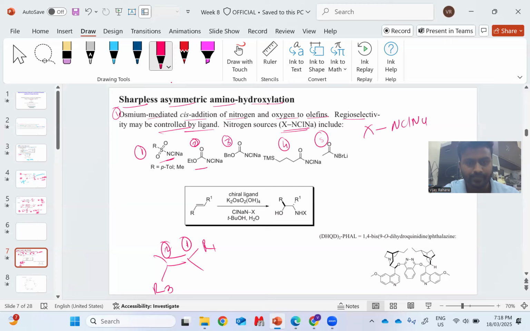Further, it is like an amide, which is the salt of this group, the amide. Using such reagents, this serves as the source of nitrogen. Again, there is another nitrogen source that I have listed here, so you can have a look at these nitrogen sources. In this case, the chiral ligand might be DHQ-DPHAL or DHQ-PHAL, depending on the case. There are multiple examples, and multiple ligands are available.